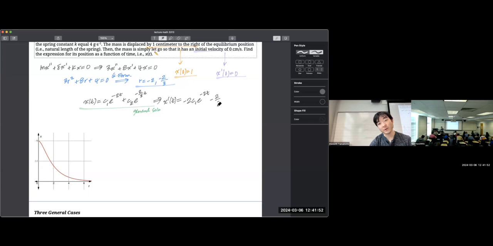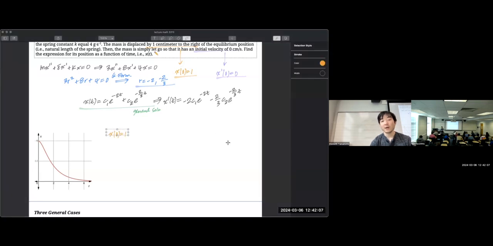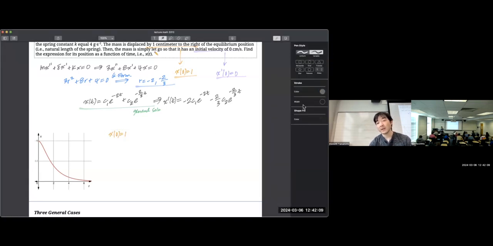Minus 2/3 C2 e to the -2/3 t. And then you're just going to apply these conditions. So you have x of 0 is equal to 1. That's like your first initial condition. If you have that, then you need the function equal to 1. That means this is equal to 1 whenever all of the t's are equal to 0. So it's just C1 plus C2 because e raised to 0 is 1.